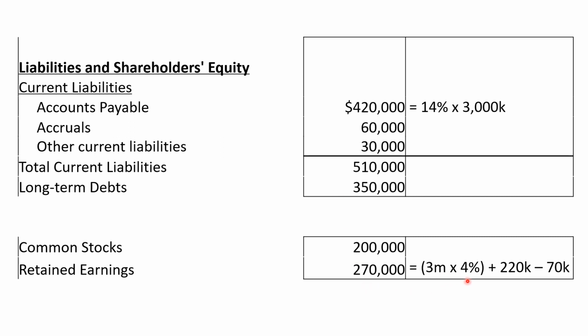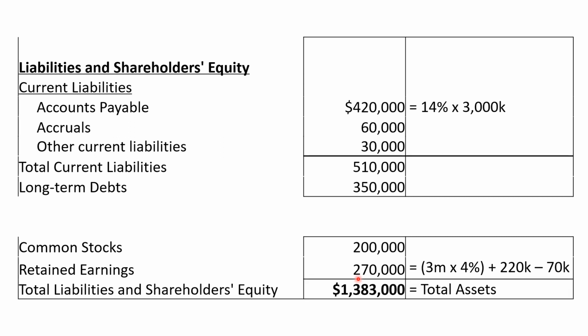The profit margin is 4%, so find the net profit. You add this to the last figure from the 20x2 balance sheet, minus out the cash dividends given out, 70k, so it gives you 270,000. And we know this figure has to balance with the other one.